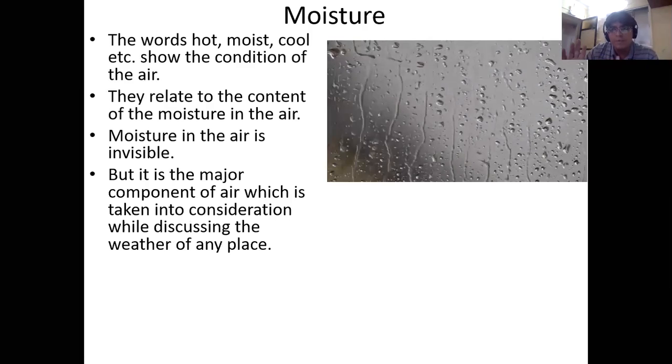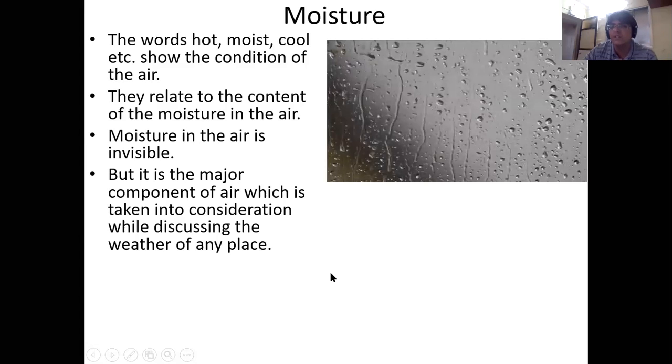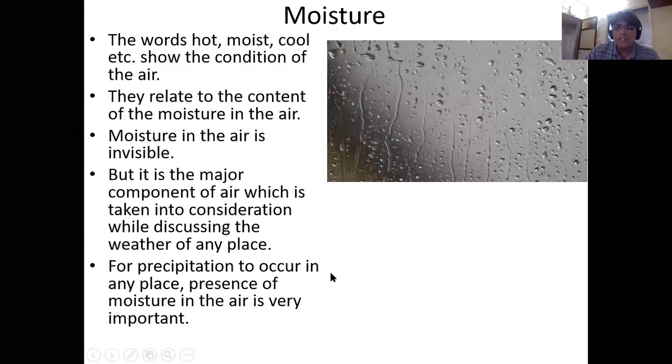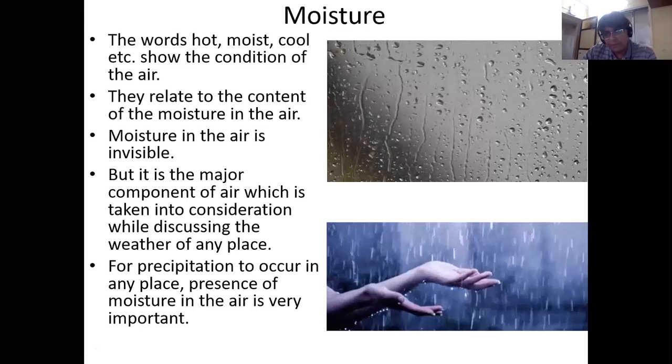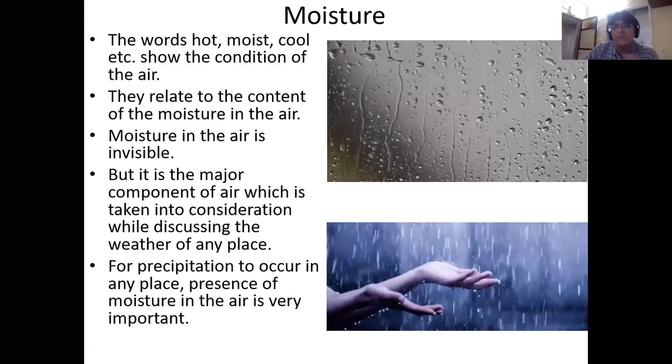Moisture in the air is invisible. You cannot see it, but you can definitely feel it. Like, in the interior areas, you feel the air is dry. When you're near the sea coast, you feel the air is sticky. There is moisture present in the air. It is a major component of air which is taken into consideration while discussing the weather of any place. For precipitation to occur in any place, the presence of moisture is very important. How much moisture is in the air decides the precipitation. Understood? What is precipitation? We'll come to that as well.